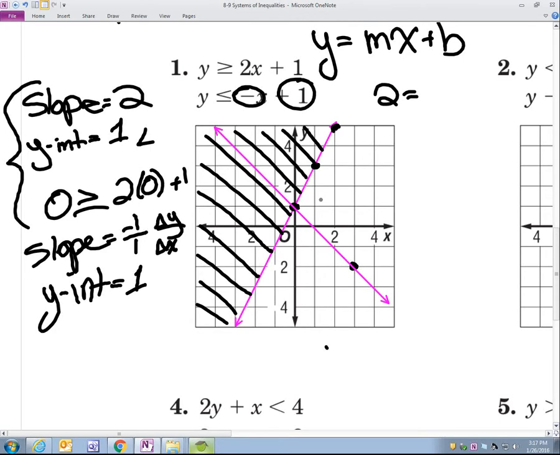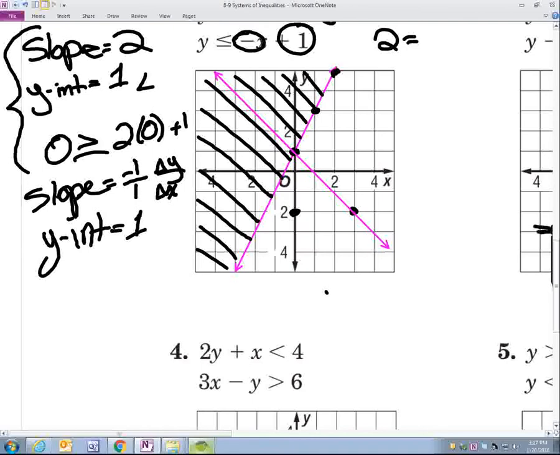So I'm going to find out, once again, I can choose the origin because it doesn't go through there. But I could choose any point. You know what? Here, I'll choose this. I'm going to choose that point, which is going to be 0, negative 2 for my test point. So I'm going to substitute 0, negative 2. So it's going to be negative 2.